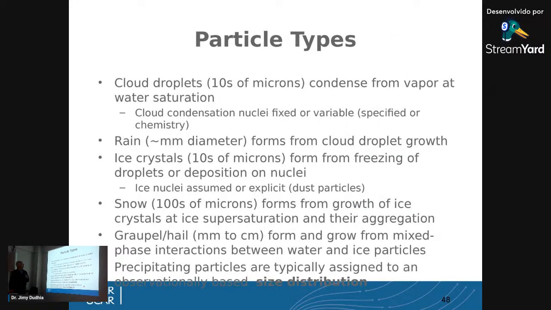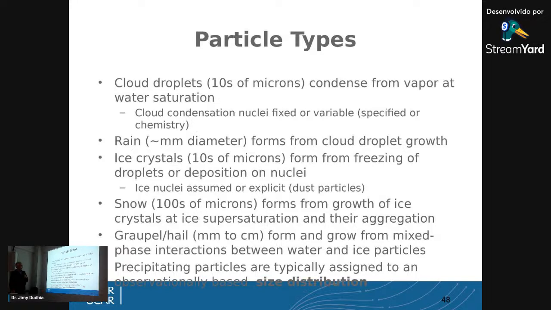So these particle types: cloud droplets are tens of microns in size, and are condensed from vapor at water saturation. Cloud condensation nuclei are fixed or variable in the model, and they're either specified or come from WRF-Chem. Rain is of the order of millimeters in diameter and forms from cloud droplet growth. Ice crystals are tens of microns and form from freezing of droplets or deposition onto nuclei, ice nuclei, which are assumed explicit or can be dust particles in parameterizations that allow for you to predict dust particles.